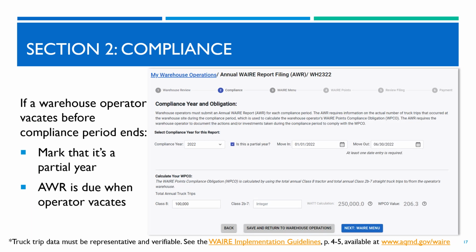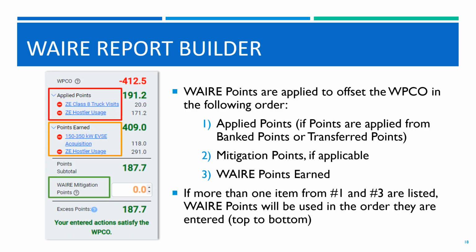If a warehouse operator vacates prior to the end of the compliance period, mark the box to note a partial year and enter the specific dates a warehouse operator is submitting this report. Please note that truck trip data must be representative and verifiable. See WAIRE Implementation Guidelines, page 4 to 5, available at www.aqmd.gov/WAIRE.